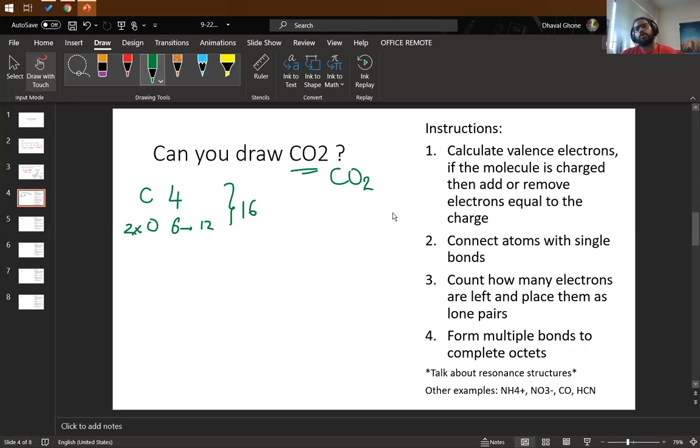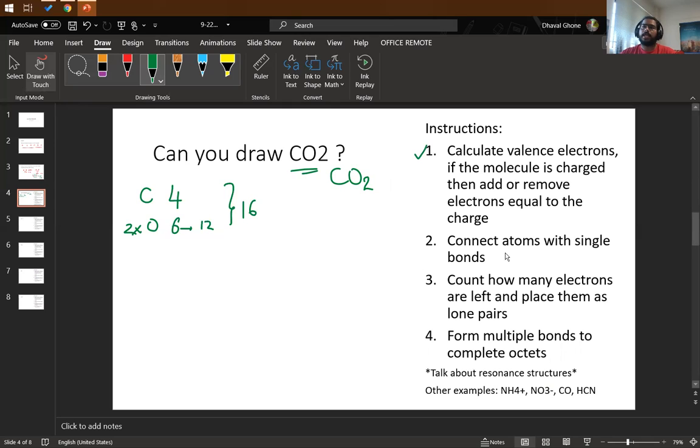In the event where my molecule was charged, like CO2 plus 1, it is not right now, so don't worry about it. But if it was charged, we would have to give or take electrons to create the charge. If it's a plus charge, we'll take away electrons to make it positive. If it's a minus charge on the molecule, we give it more electrons to make it negative. Plus 1 charge, take 1 electron away. Plus 2 charge, take 2 electrons away. Minus 1 charge, you add an extra electron. Minus 2 charge, you add 2 extra electrons, and so on. But right now, it's just 16 valence electrons, this one. So step 1 is complete.